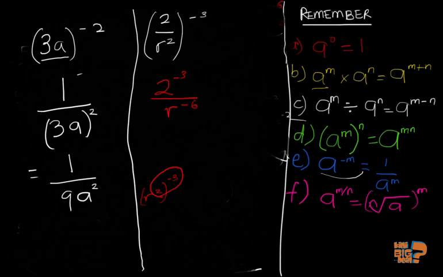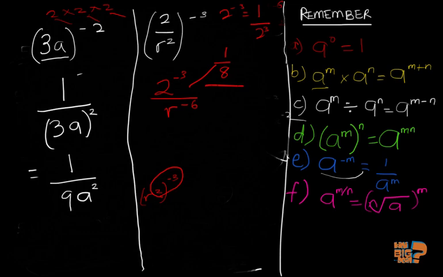Now, what is 2 raised to power minus 3? Let's treat it separately, okay? 2 raised to power minus 3 is the same thing as 1 over 2 raised to power 3. What is 2 raised to power 3? 2 raised to power 3 is 2 times 2 times 2. How many times? 1, 2, 3. 2 times 2, 4. 4 times 2, 8. Okay, so that's 1 over 8. Leave it there, all over r raised to power minus 6.